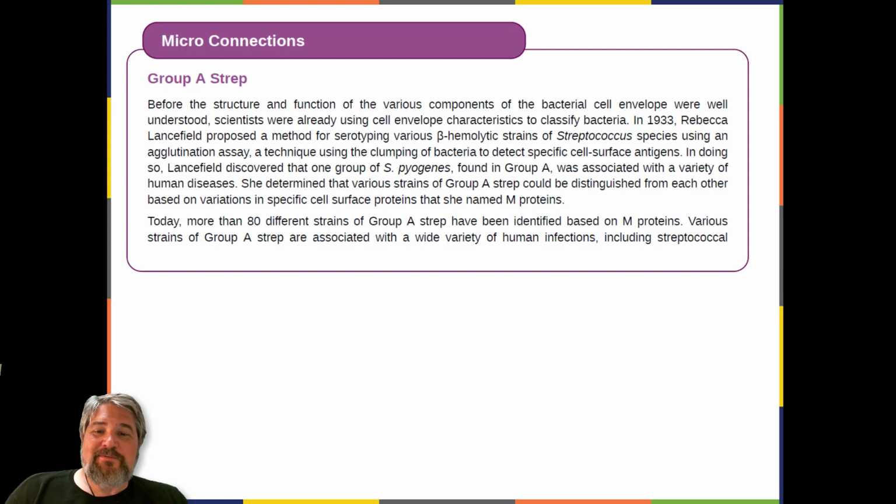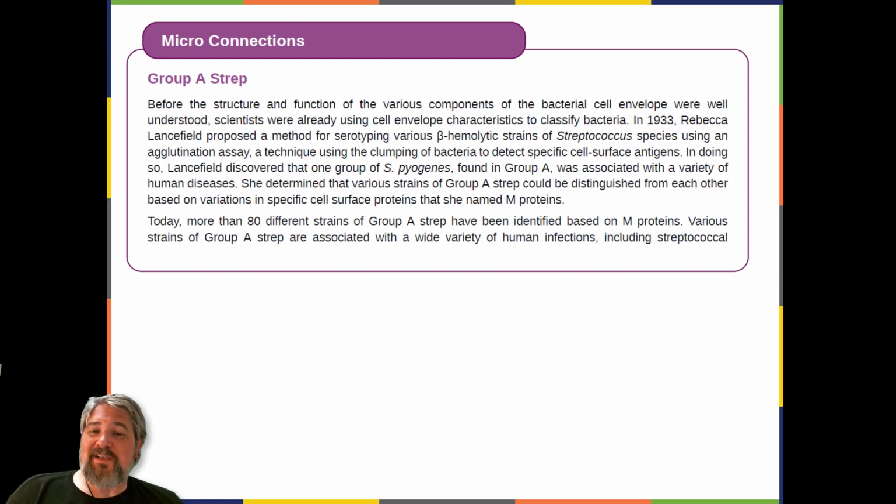In doing so, Lancefield discovered that one group of Streptococcus pyogenes, found in Group A, was associated with a variety of human diseases. She determined that various strains of Group A strep could be distinguished from each other based on variations in specific cell surface proteins that she named M proteins. Today, more than 80 different strains of Group A strep have been identified based on M proteins.